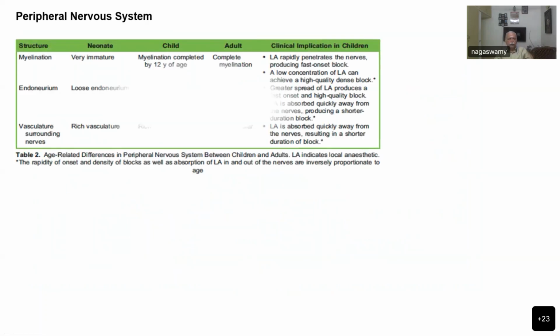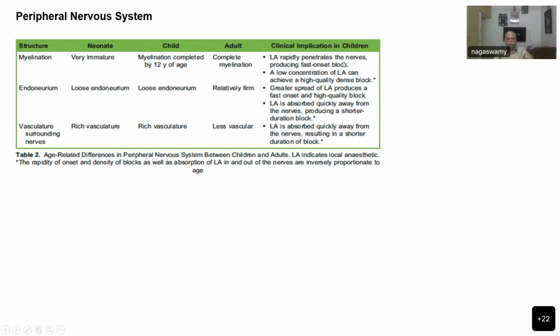In the peripheral nervous system, a very important thing is myelination. So myelination is very immature in the neonate, but it is completed by 12 years of age. But it completes by 3 years also, more or less. That is the time when the child starts walking and all those things. That is the reason they are able to stand and have stability, because the myelination becomes more or less well established by 3 years of age.